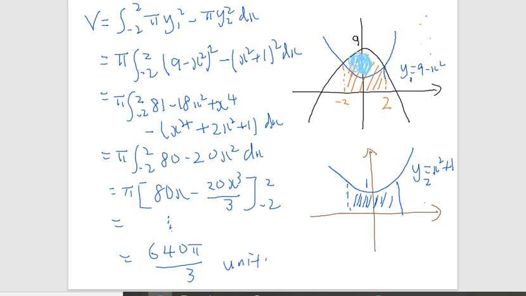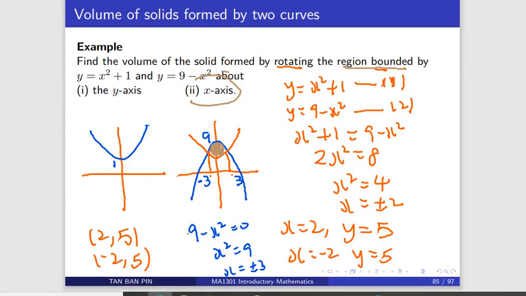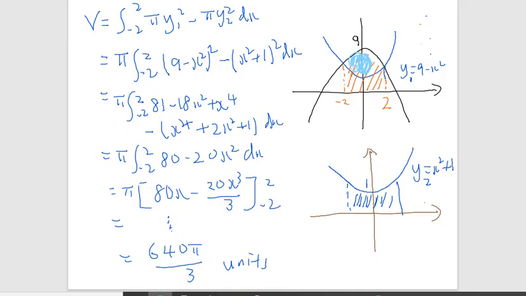So you'll find that to rotate about x-axis, you actually consider the red region, the region under the curve y equals 9 minus x squared from minus 2 to 2, to find the volume of solid formed. Then you subtract the volume of solid formed by rotating the blue region here, the area under the curve y equals x squared plus 1, and you subtract the two volumes.